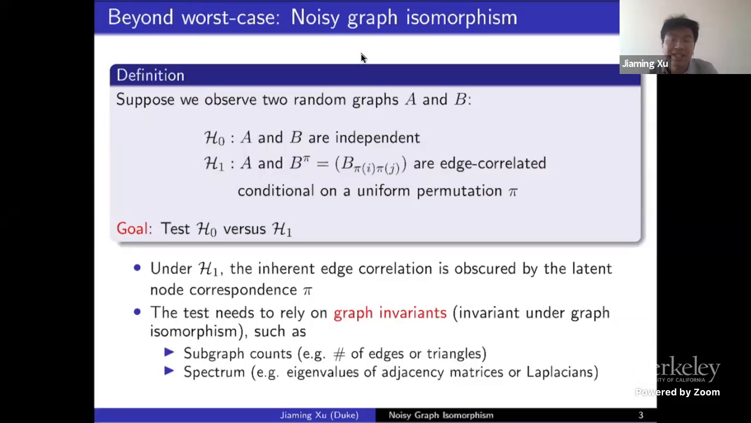Now, the goal is to distinguish these two hypotheses based on observation of a single realization of these two random graphs A and B. Note that under the alternate hypothesis, this inherent edge correlation is obscured by the latent node correspondence pi, which makes this problem challenging. As a result, the test you develop needs to rely on so-called graph invariants, graph properties that are invariant under graph isomorphism. For example, subgraph counts, like the number of triangles or edges, or the spectrum, like the eigenvalues of adjacency matrices or Laplacians.